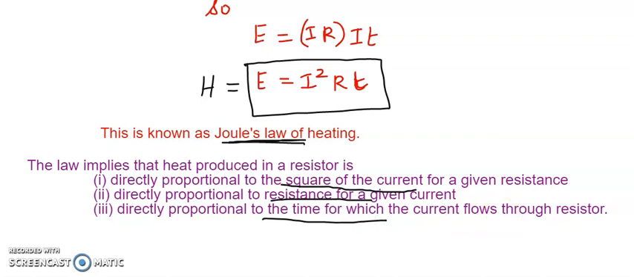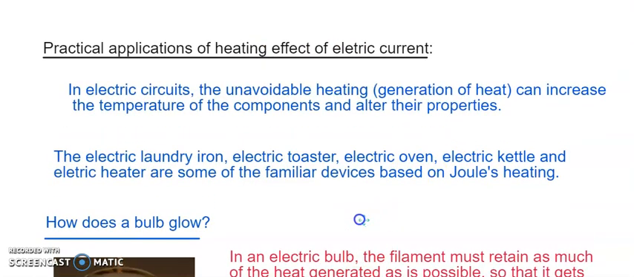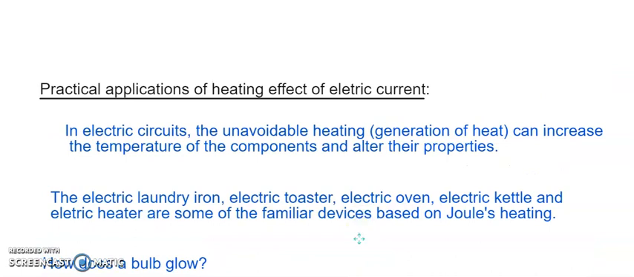Okay. Now we are going to talk about the practical applications of the heating effect. We know that heat is going to be released in every electric circuit, and it's unavoidable. And this is going to damage our components, because wherever heat is released, it increases the temperature of electric circuit appliances. The components will get heated up, and after a point they may get damaged. So we are trying to make some appliances where the heating effect is used as an advantage, like in electric laundry iron, electric toasters, electric oven, electric kettles.